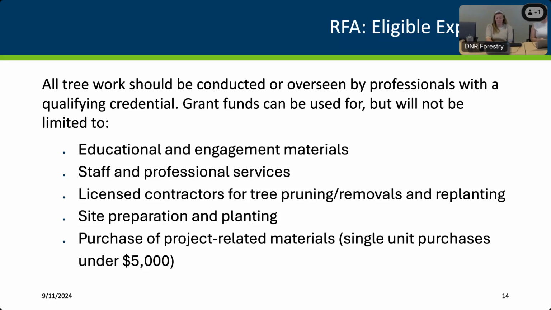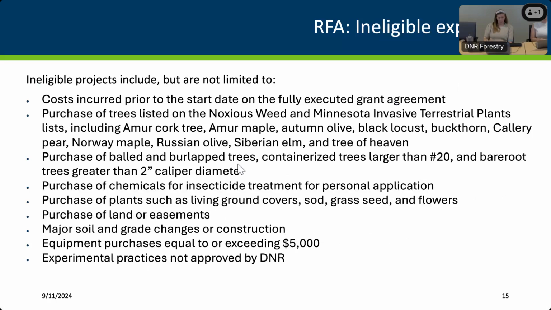Preparing sites could include buying diverse tree stock, mulch, watering bags, staking materials, and protective tree wraps. And as I mentioned before, activities that need special licenses or involve safety risks should be done by licensed contractors. The purchase of project-related materials, as long as a single unit purchase is under $5,000, is allowable. And then there's kind of a laundry list of ineligible expenses.